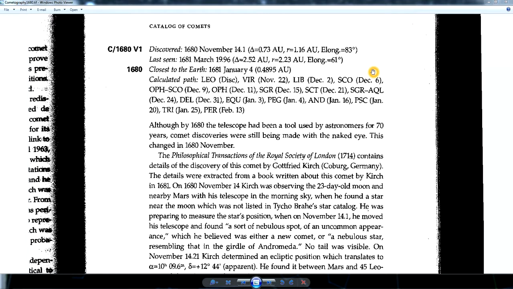Now, the Great Comet of 1680 was so bright at one point it was visible in broad daylight. It's also notable for being the first comet that was discovered by a telescope. But the question is, is it related to ISON?